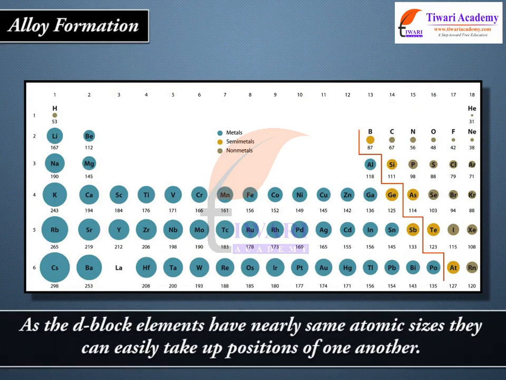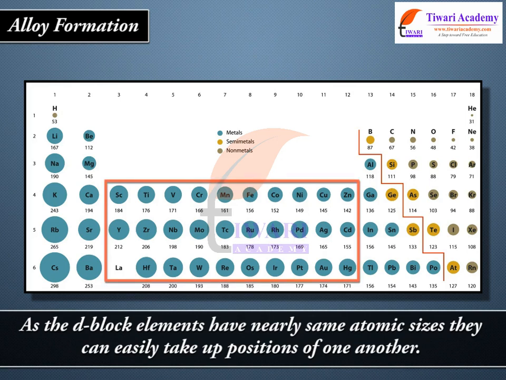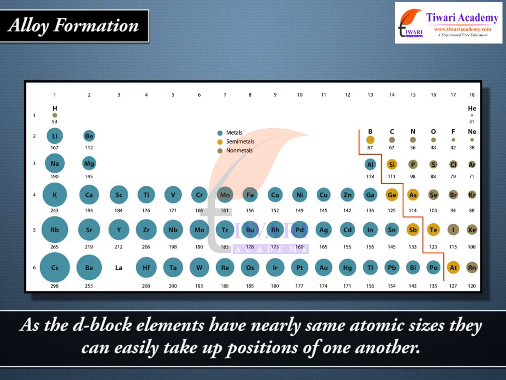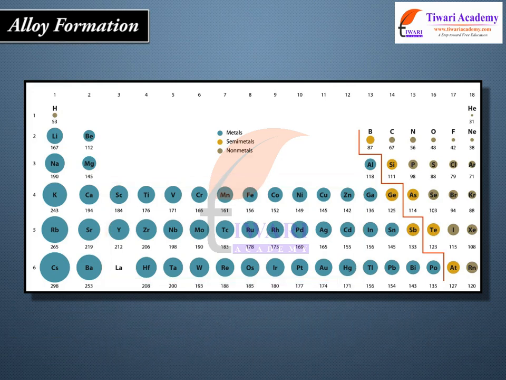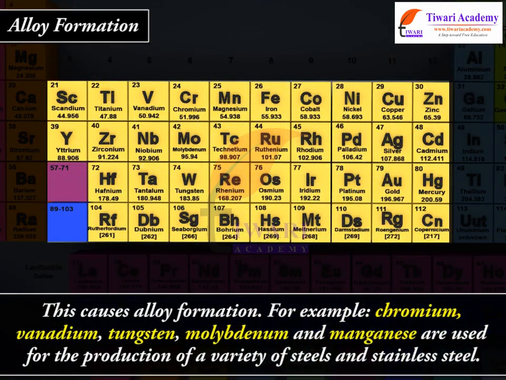Alloy formation. As the D block elements have nearly the same atomic sizes, they can easily take up positions of one another. This causes alloy formation. For example, chromium, vanadium, tungsten, molybdenum, and manganese are used for the production of a variety of steels and stainless steel.